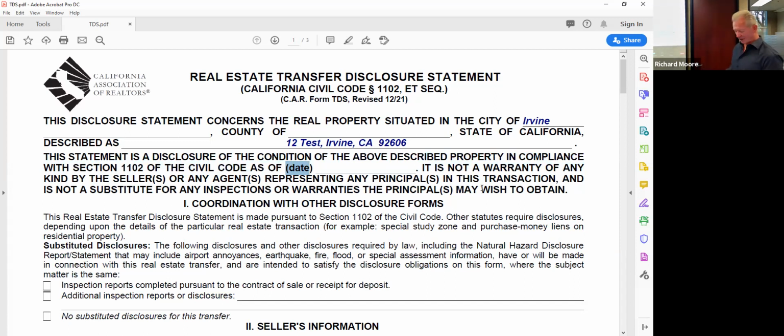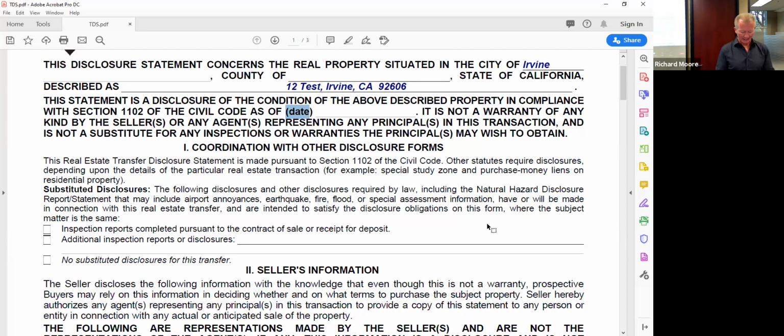Well, first of all, if we look at section 11A2 of the purchase contract, it says the real estate transfer disclosure statement required by this paragraph is considered fully completed if the seller has completed the section titled coordination with other disclosures forms by checking a box in section 1. What box are they talking about? Well, there's the item of no substituted disclosures for this transfer.